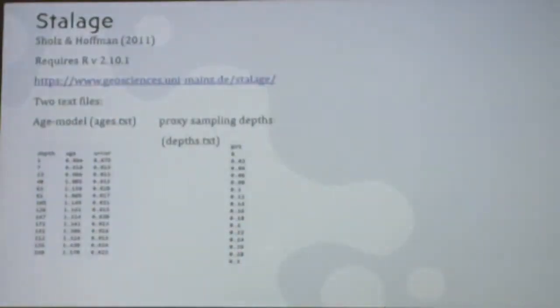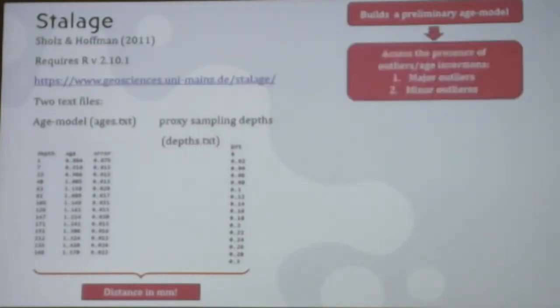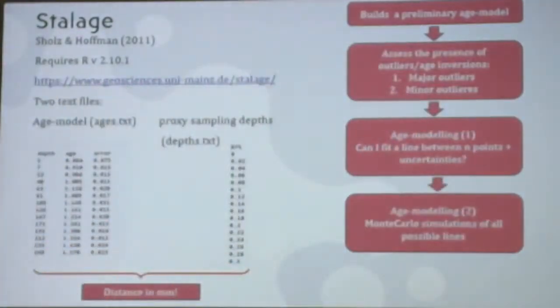StalAge, I was going to show you how to run it, but we're running out of time. It basically requires two files, one with the ages and the depths of the samples, and the other with the depths of the sample proxies. It builds a preliminary age model and tries to detect whether you have major or minor outliers. It fits a line between the points and runs a Monte Carlo simulation. Basically, it makes a lot of simulations, assesses all the possible lines that can fit within the uncertainties, and then it starts growing. I'll show you in a second how it looks. So this is in R.